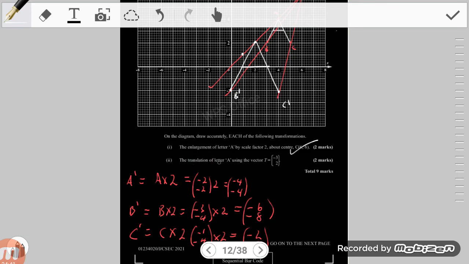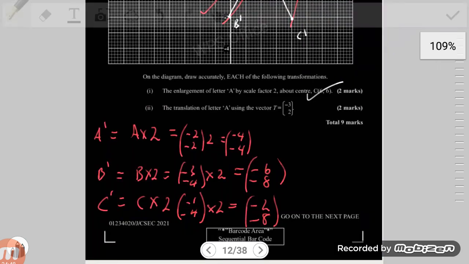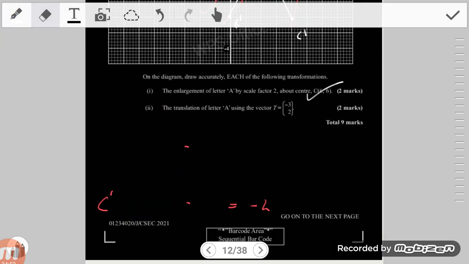Now they're looking for the translation of the letter A using the vector t, which is minus 3, 2. So I'm going to erase this section right here, guys. Make sure that you guys have that down. And so the formula for translation, guys, is O plus T is equal to the image. So it is the object position plus the vector of translation that will give you the image of the letter A.